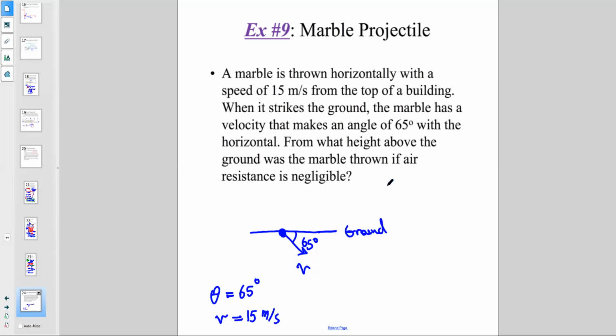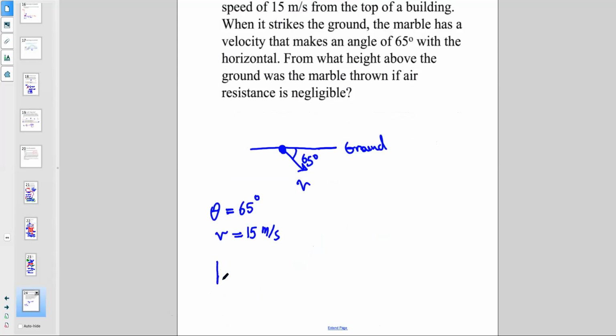Now, what we're looking for is from what height above the ground the marble was thrown. In other words, we're looking to find the height of the building from which this object was thrown. That's what we're looking for.